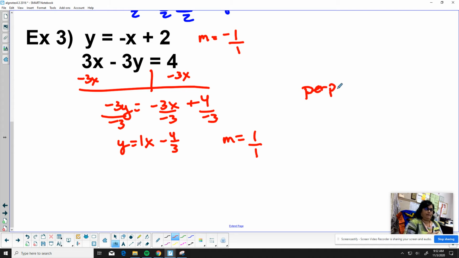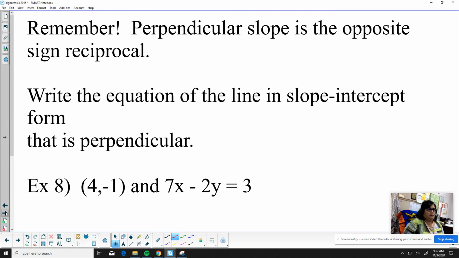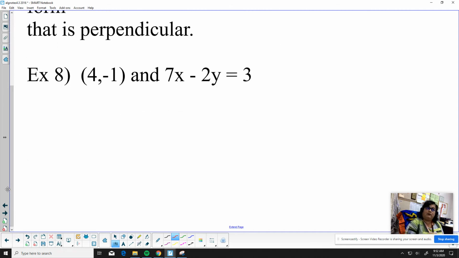Yeah, because these two negatives make a positive. All right, so remember, perpendicular slope is the opposite sign and it's the reciprocal. So we're going to do the same thing we did for parallel. We're going to figure out what the perpendicular line is to this line, and we are going to use this point. So it's got to be perpendicular to this, and it's got to pass through this.